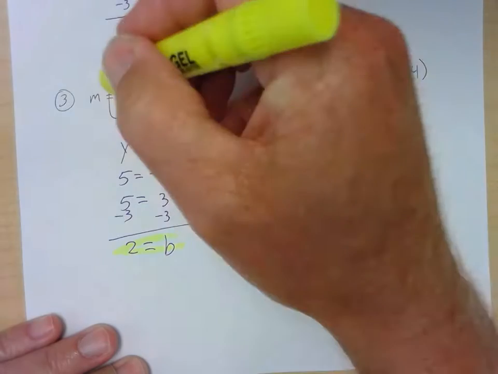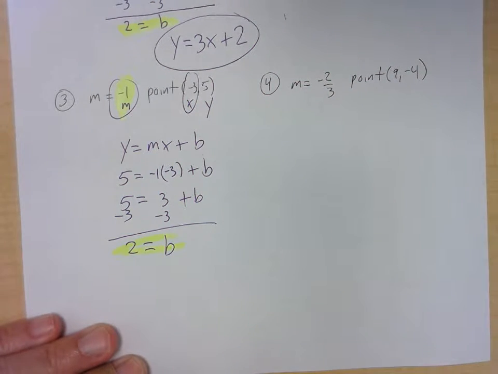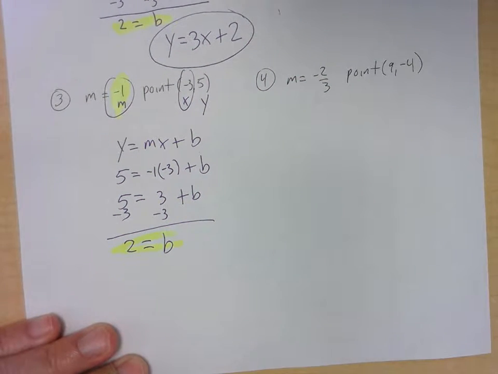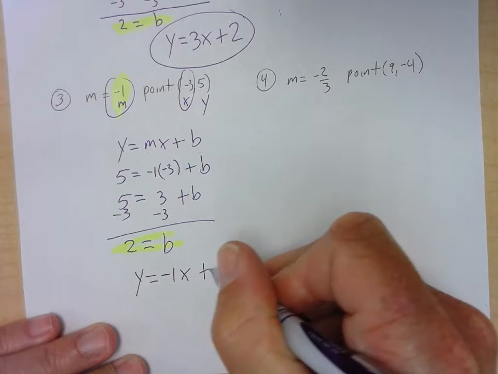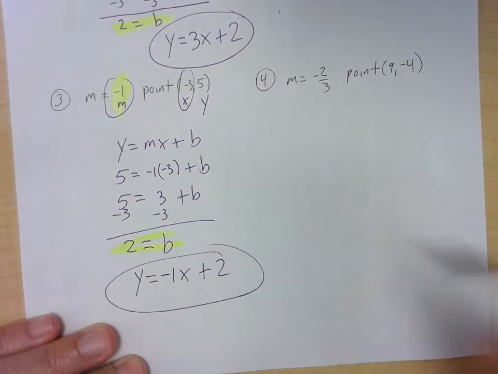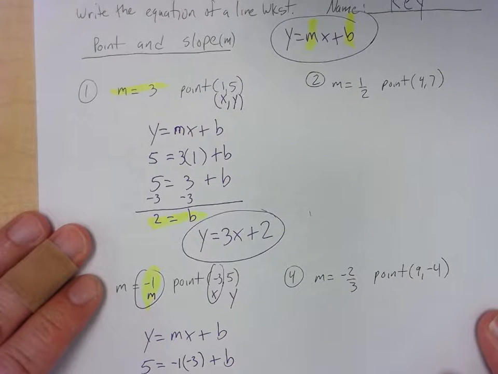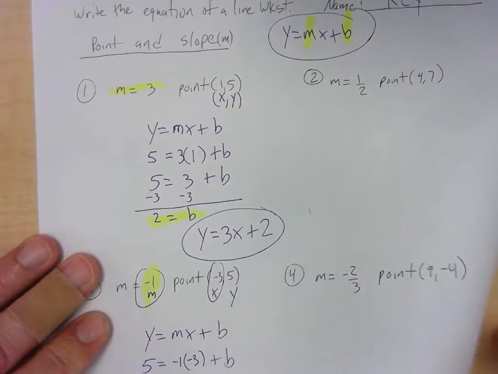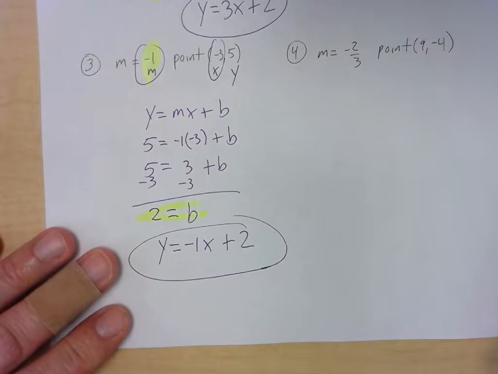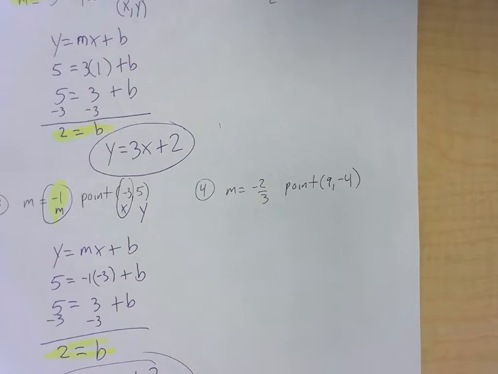I know the b, I know the m up here. I can write the equation of the line. So y is equal to negative 1x plus 2. All right, so same thing. Plug in the m and the x and the y, and you have to solve for b, whether it's this equation here or this one here. So there's 2 to do on your own.